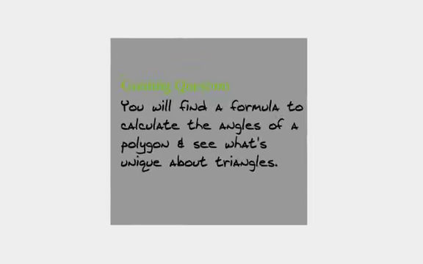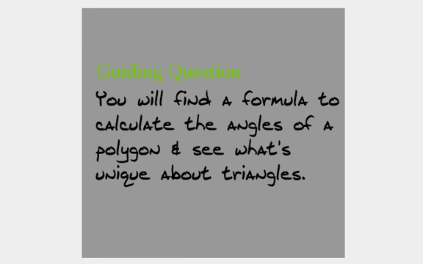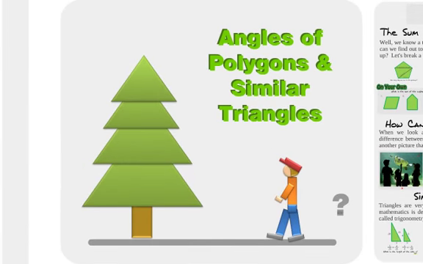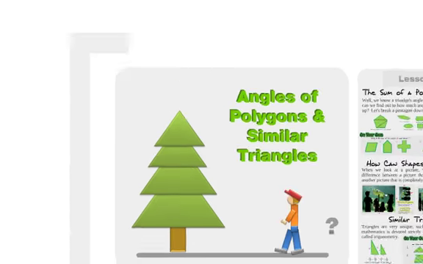All right. Well, are you able to find formulas to calculate the angles of polygons and see what's unique about similar triangles? I bet you are. Pretty cool stuff that we learned today, huh? About indirect measurement, especially with the trees. Try it out. Well, that's it as we talked about angles of polygons and similar triangles.